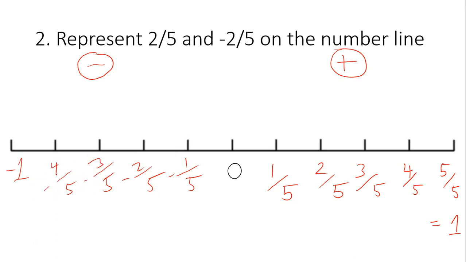And now they're asking us to represent 2 by 5 and minus 2 by 5. So where's 2 by 5? It's here, right? And where's minus 2 by 5? Well, it's here. So we have represented where these are. They're asking us to show where you can see these. So we've represented these two here. So that's the final answer, and that's how you do it.